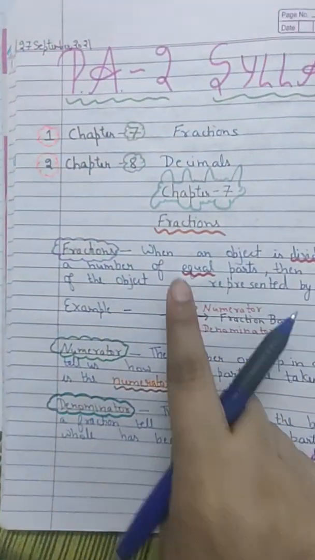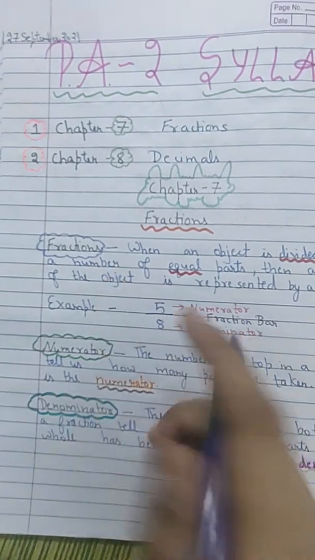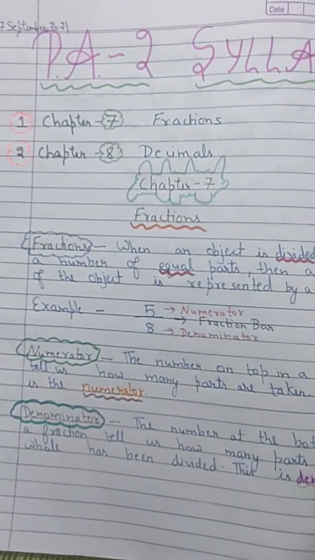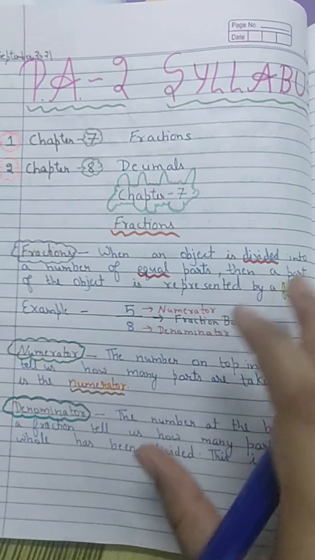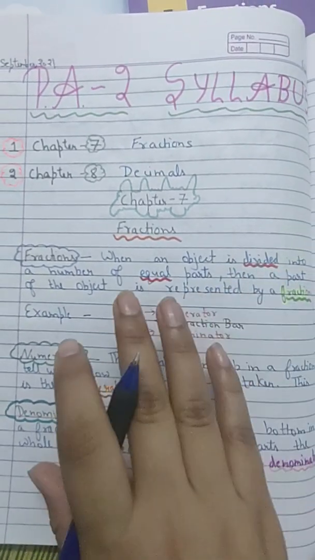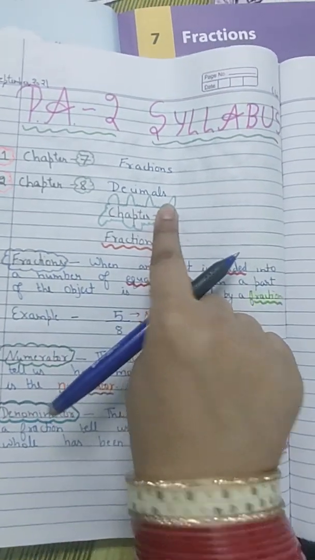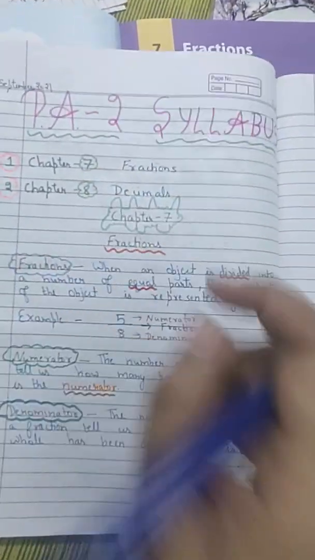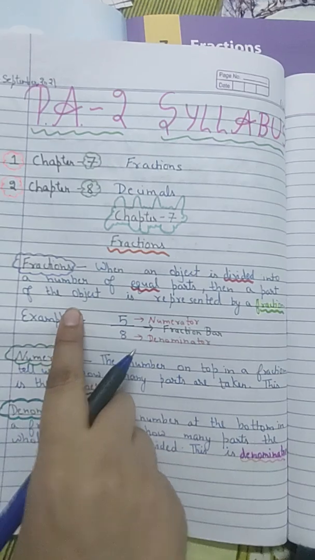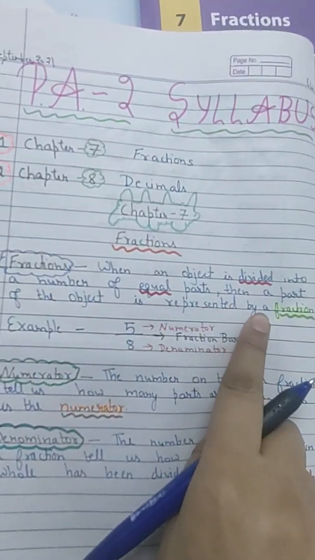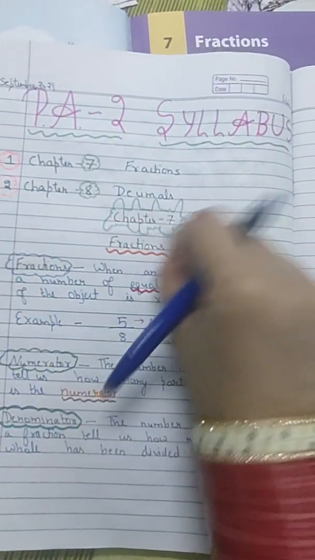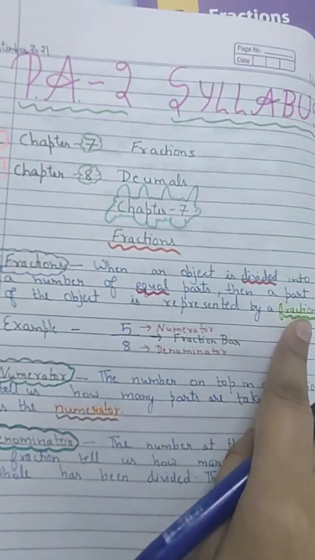Here, firstly, I have written the definition of fraction. You already remember what a fraction is: when you divide a whole object into a number of equal parts, then a part of the object is represented by the fraction.